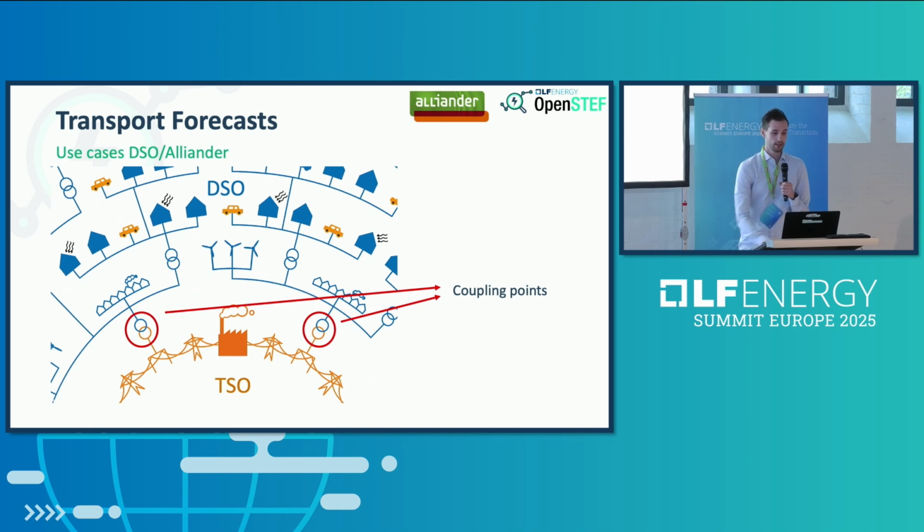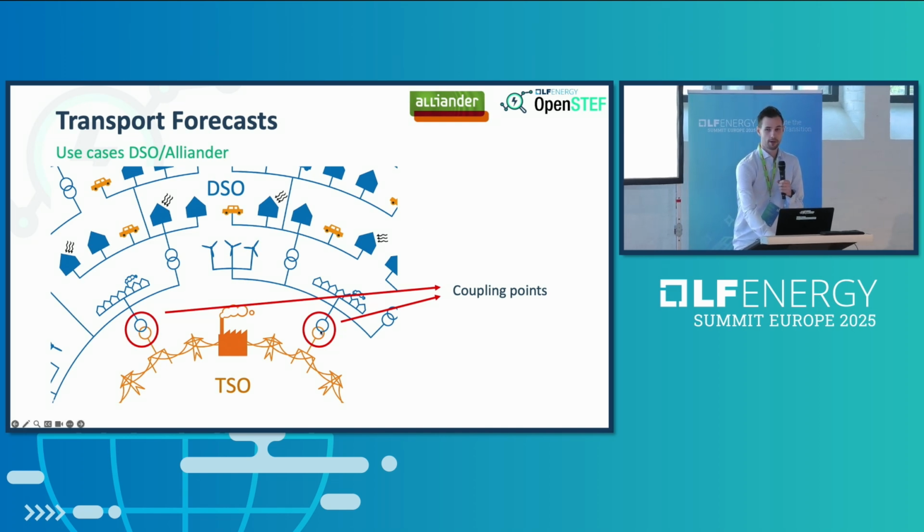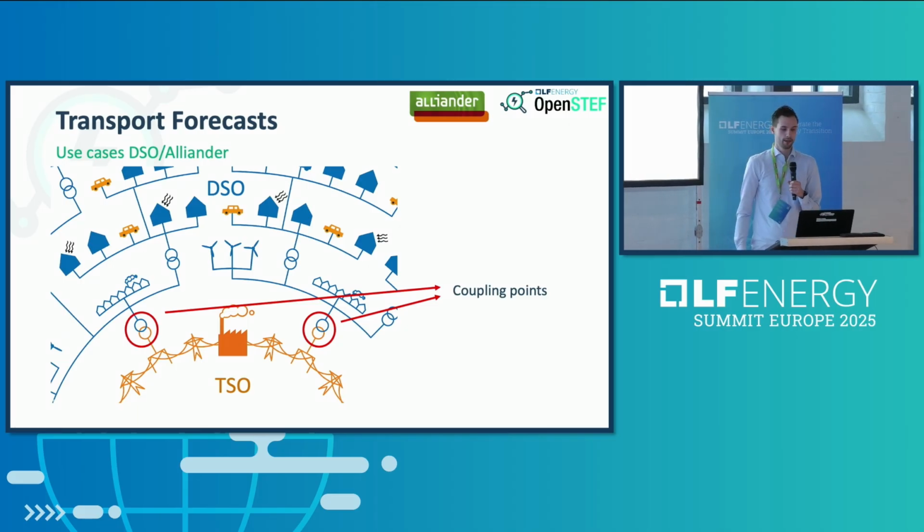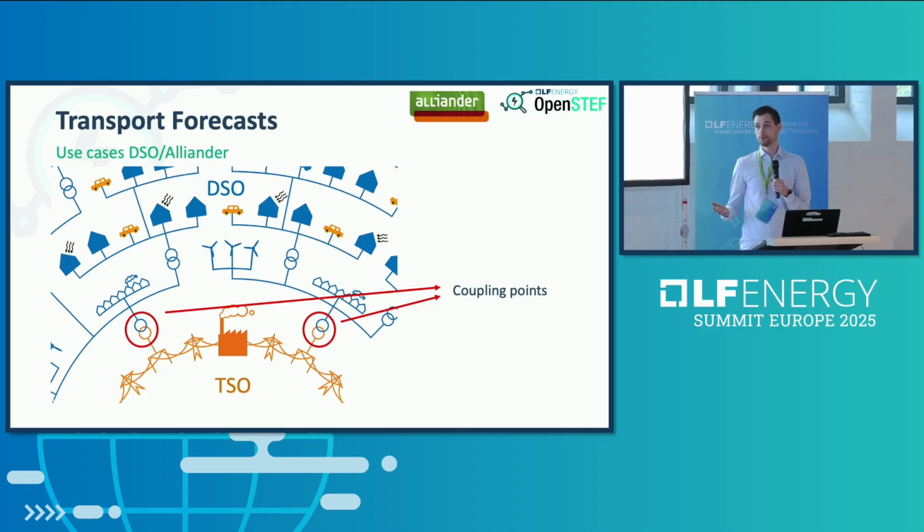And so at all of these coupling points, these points where our grid is connected to TenneT's grid, we send a daily prognosis for up to 2 days ahead. And that's also something we use openSTEF for.